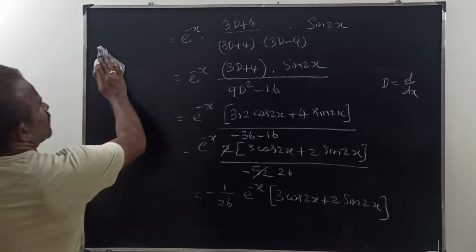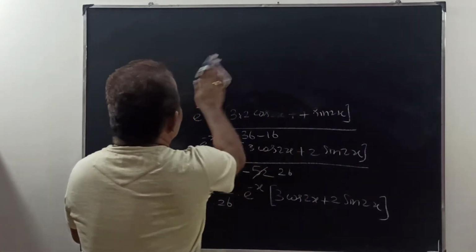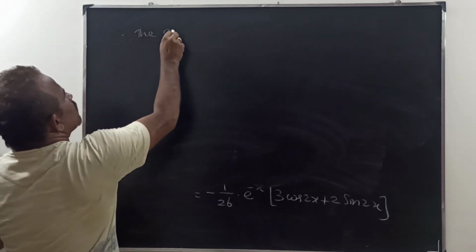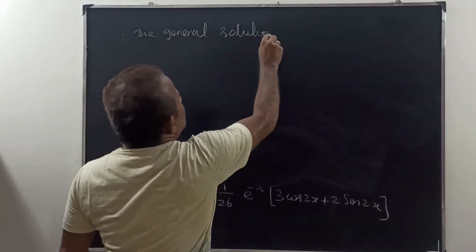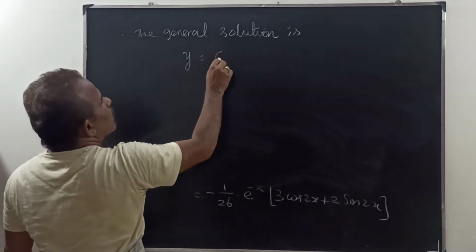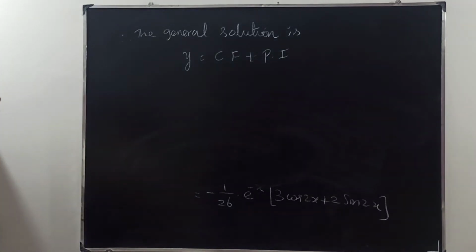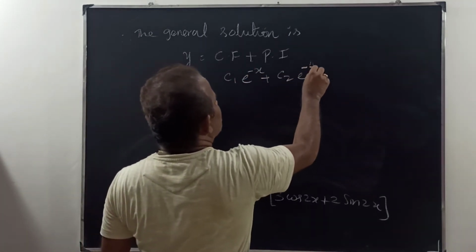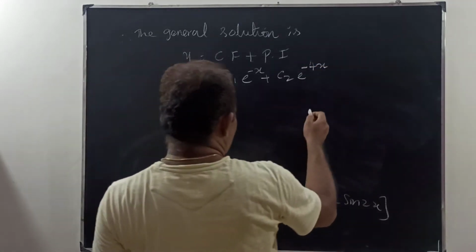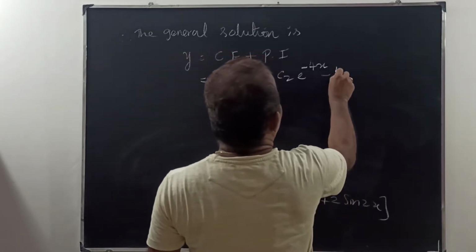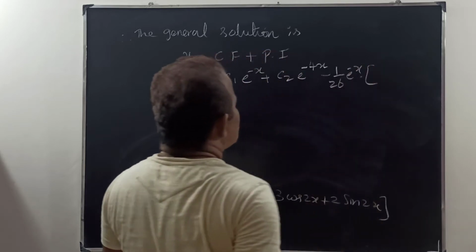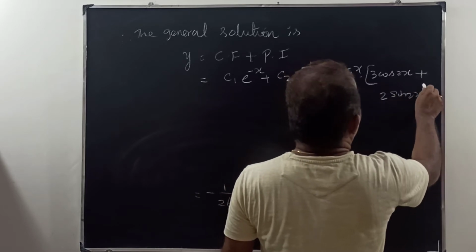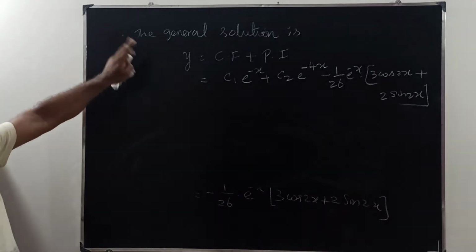Okay. So therefore the general solution is y equal to complementary function plus particular integral. So therefore complementary function is equal to c1 into e power minus x plus c2 into e power minus 4x. Plus particular integral is equal to minus 1 by 26 e power minus x into 3 cos 2x plus 2 sin 2x, which is the required solution for the given differential equation.